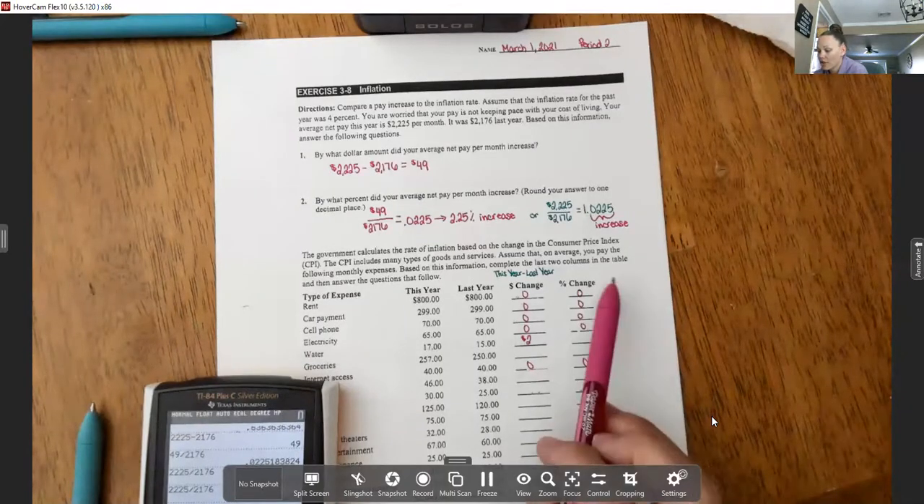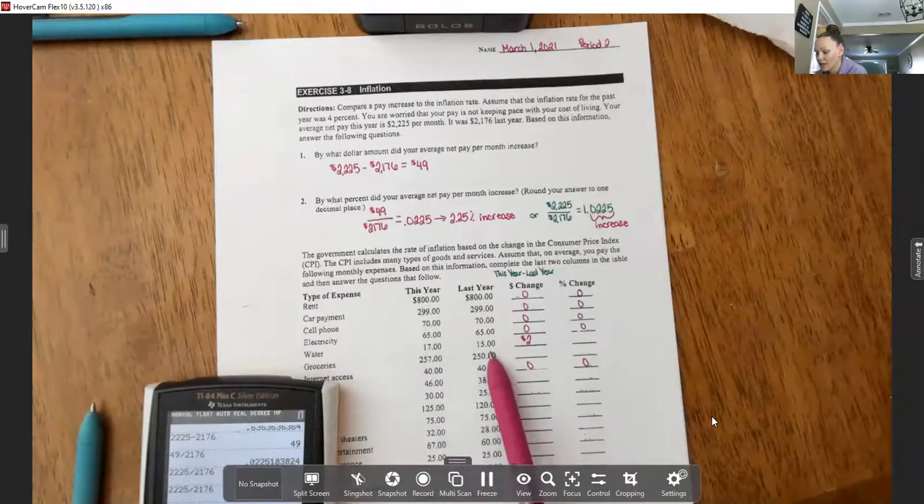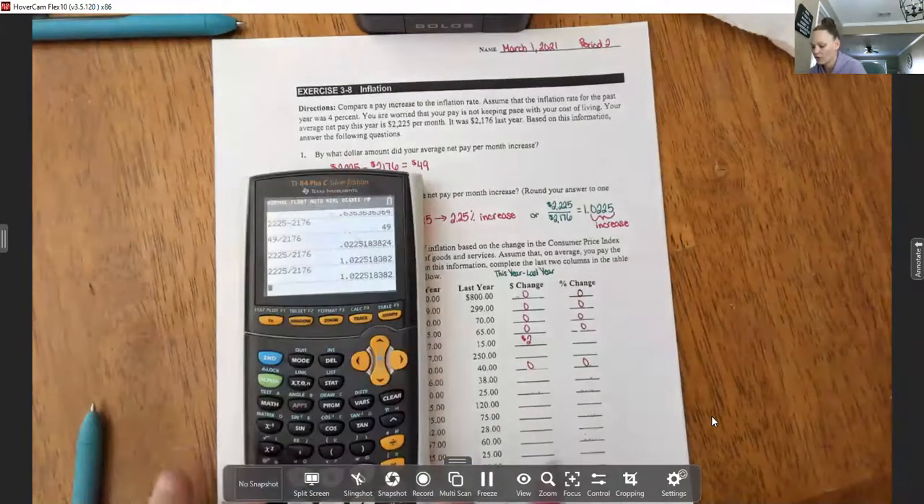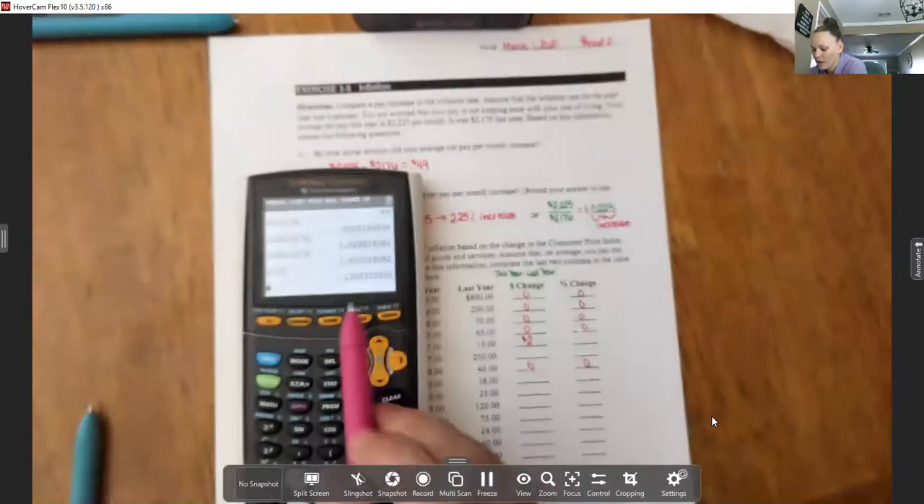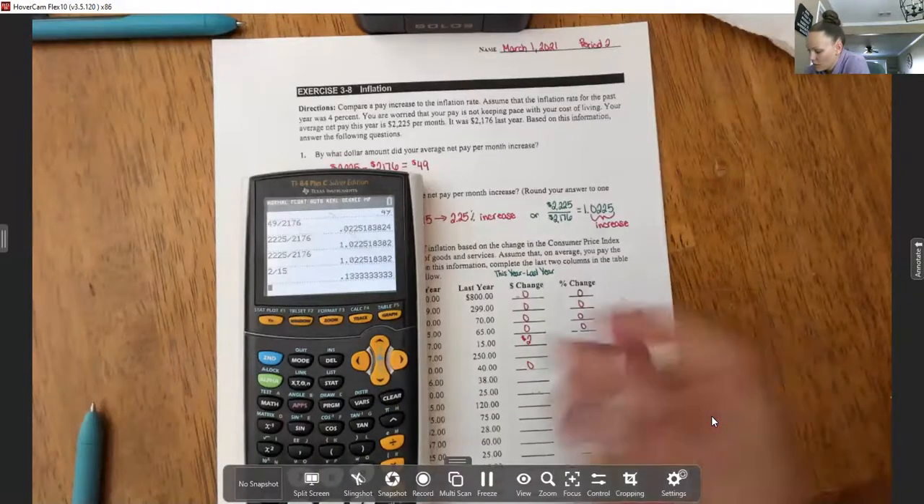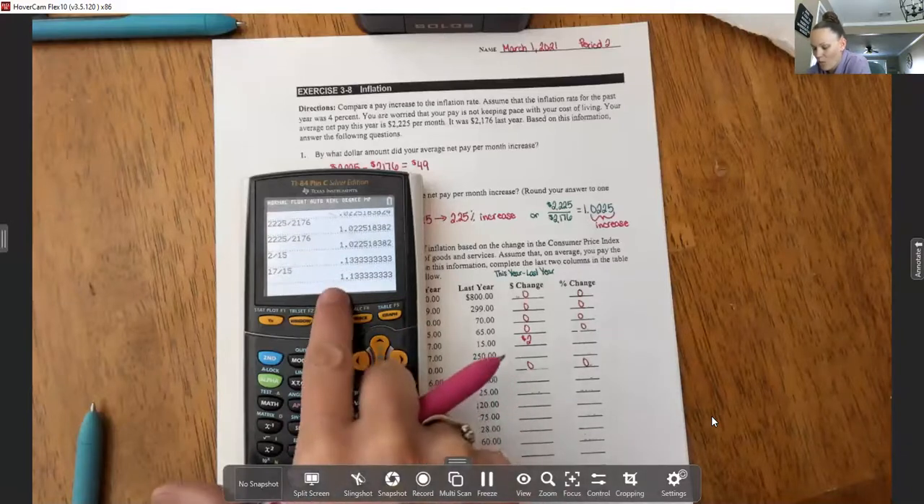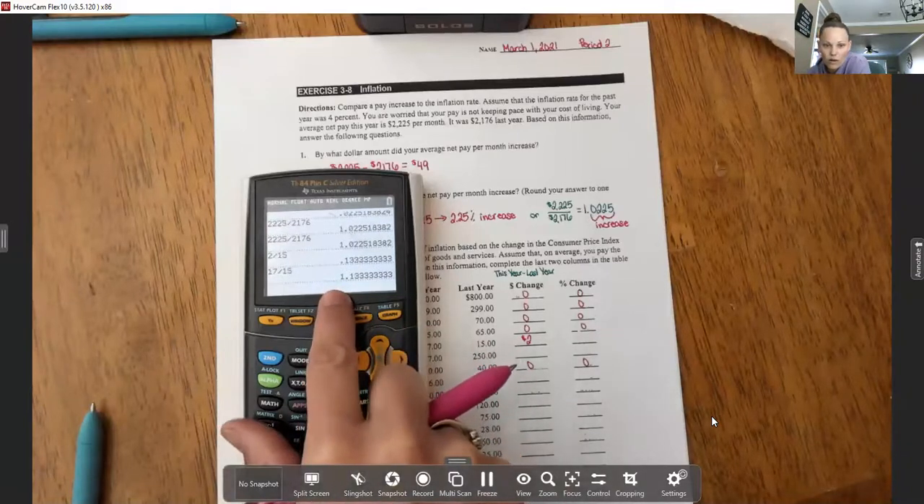And then the percent change, that's the same idea up here. You can do it either way. You could do 17 divided by 15 or 2 divided by 15. So if I do 2 divided by 15, this is 0.13333. If I do 17 divided by 15, it's going to have the 1 in front that I ignore.